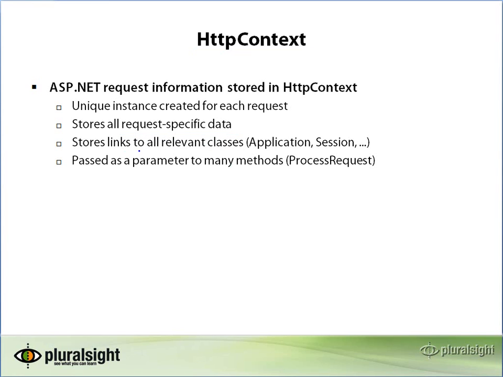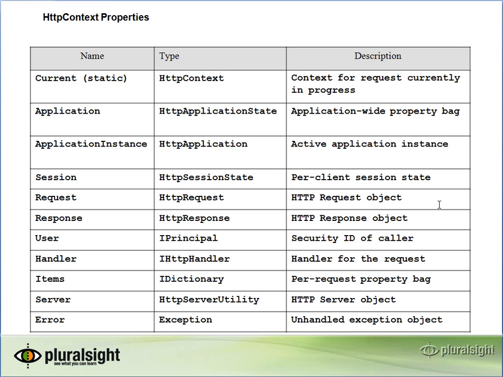It also stores links to all the relevant classes for you. So the application, the session, pretty much anything you'd want to do or inspect with respect to the request is going to be there. And it's passed as a parameter to a bunch of methods, the most notable of which is the process request method of the IHttpHandler interface. Since that's the method to process a request, you're going to need the context to do it. Now, what exactly is inside of this context object? Well, if you just go poking around, here's a short list of what you'll find.